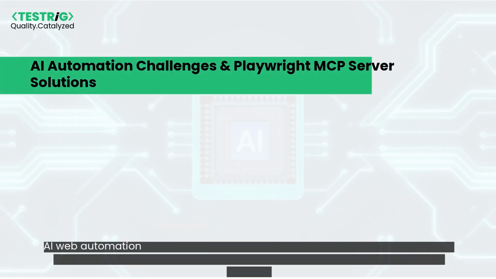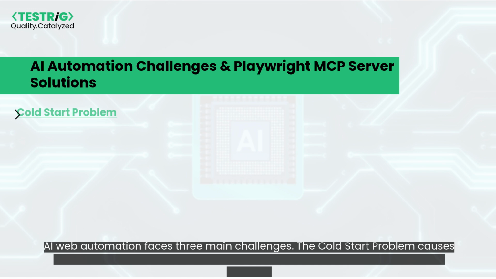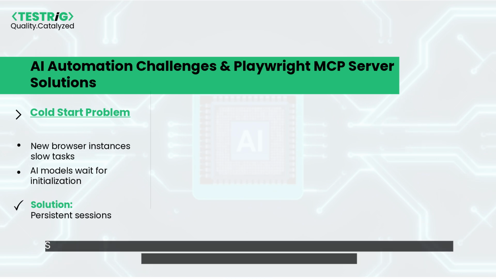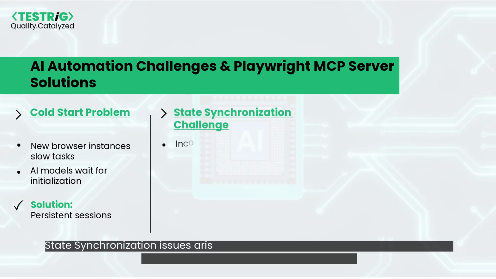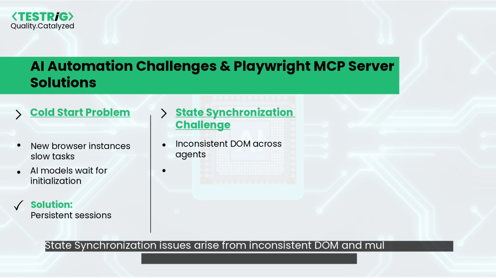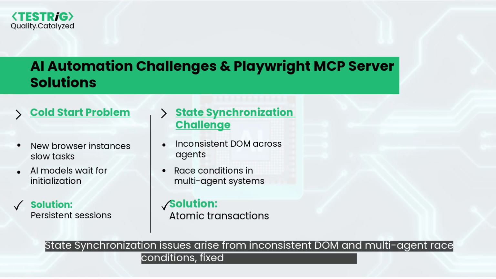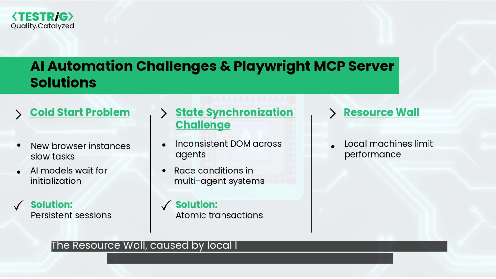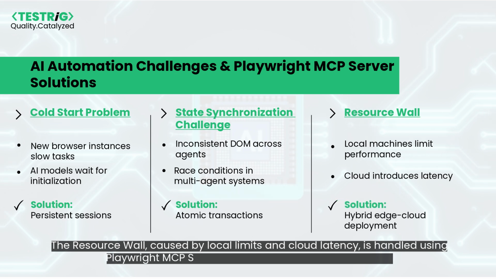AI web automation faces three main challenges. The cold start problem causes delays as new browsers launch and AI waits to initialize, solved by persistent sessions. State synchronization issues arise from inconsistent DOM and multi-agent race conditions, fixed with atomic transactions. The resource wall, caused by local limits and cloud latency, is handled using Playwright MCP Server's hybrid edge cloud deployment.